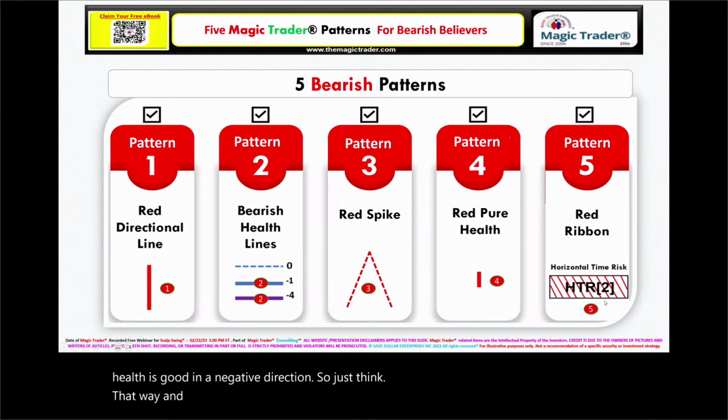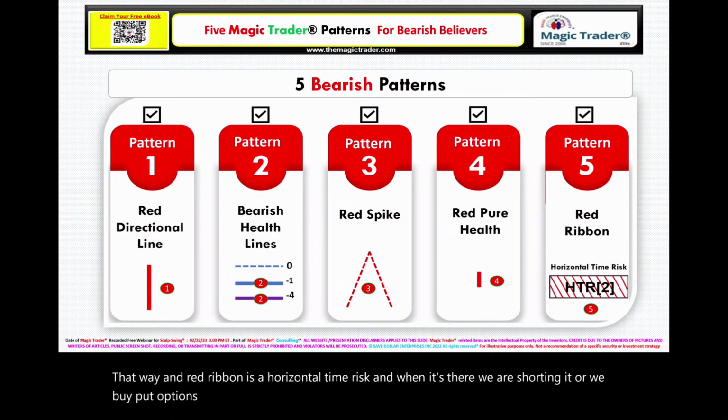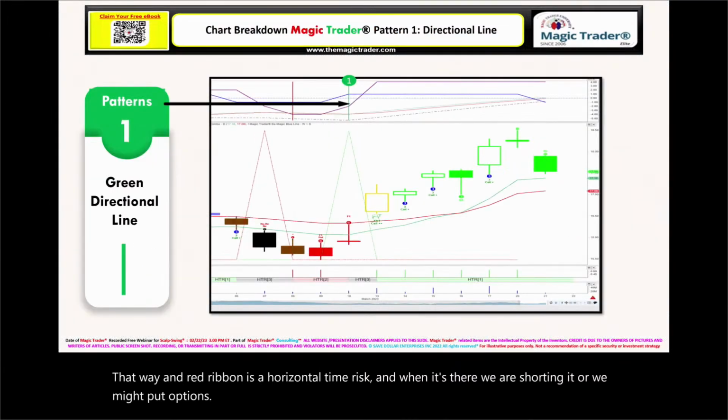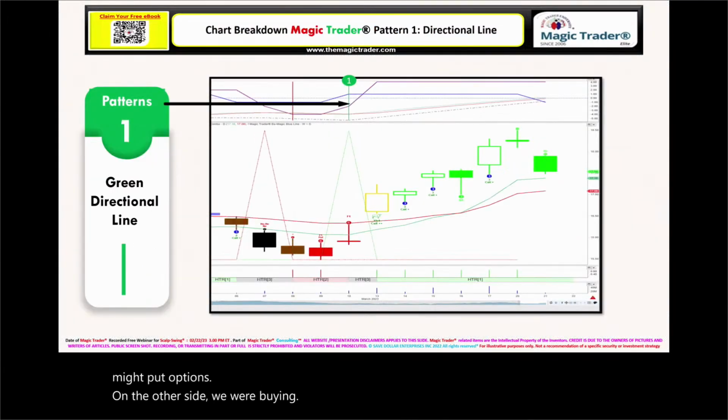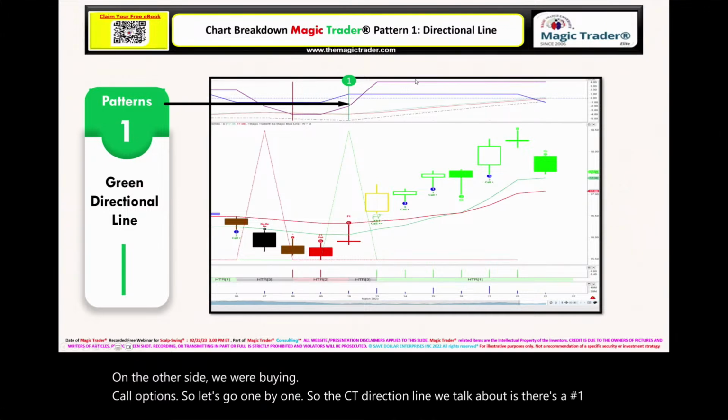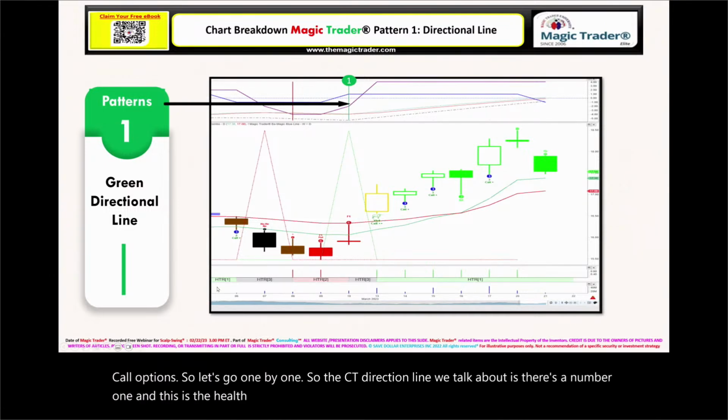And the red ribbon is a horizontal time risk. When it's there, we are shorting it, or we buy put options. On the other side, we were buying call options. So let's go one by one. This is the direction line we talk about. That's number 1. And this is the health window. All right, so we're going to go one by one.